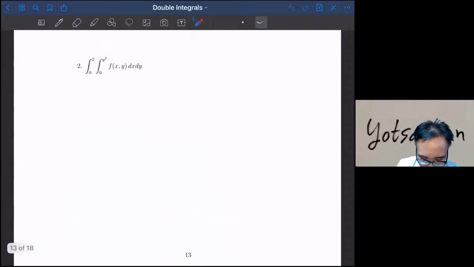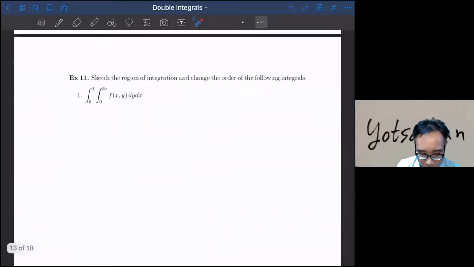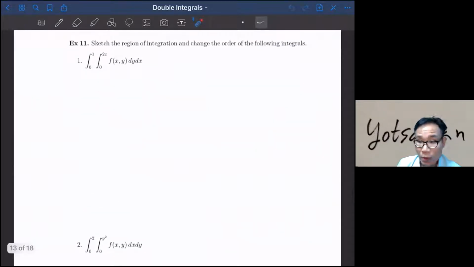So the first example that I'll show you for reversing the order is example 11. Example 11 asks you to sketch the region. So the first thing you must do is sketch the region, and then you change the order. So it's two problems in one, two steps. The first one is sketching the region, and the second one is changing the order.